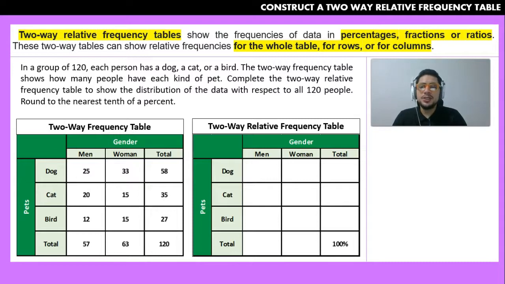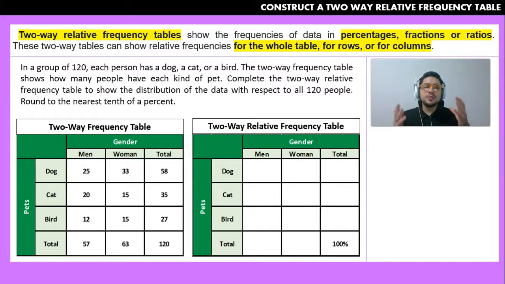So in today's problem, we're going to be taking a look at the following. In a group of 120, each person has a dog, a cat, or a bird. The two-way frequency table shows how many people have each kind of pet. Complete the two-way relative frequency table to show the distribution of the data with respect to 120 people. Round to the nearest tenth of a percent.